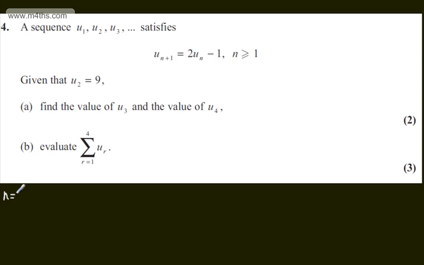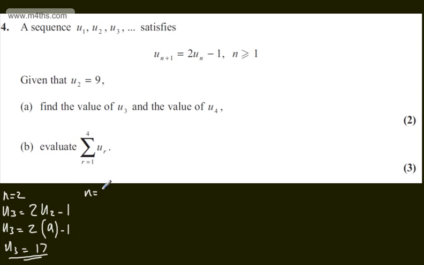The question carries 2 marks. When n is equal to 2, we will have u sub 3 equal to 2 lots of u sub 2 minus 1. I've simply subbed in n is equal to 2. So we can say u sub 3 will be 2 lots of 9 minus 1, that gives us that u sub 3 will be 17. So that's u sub 3.